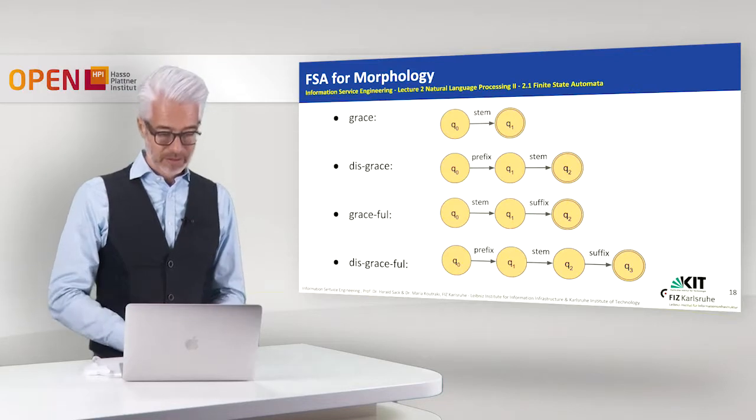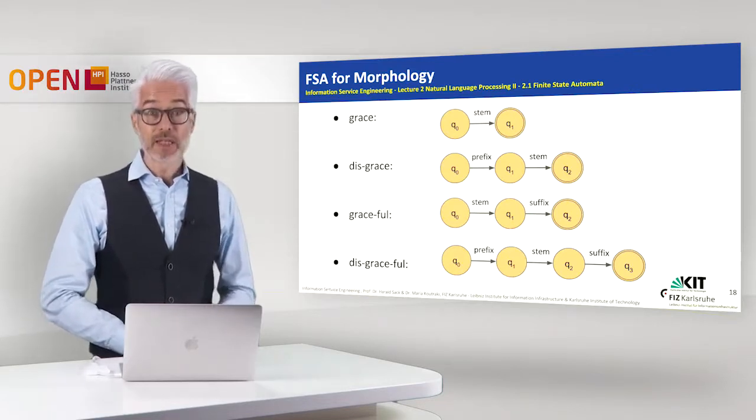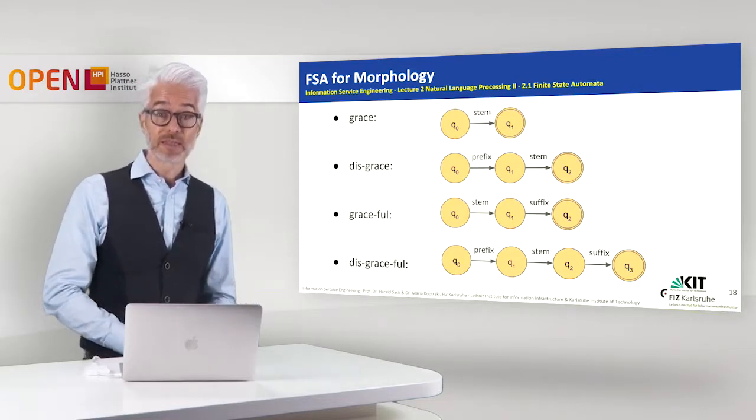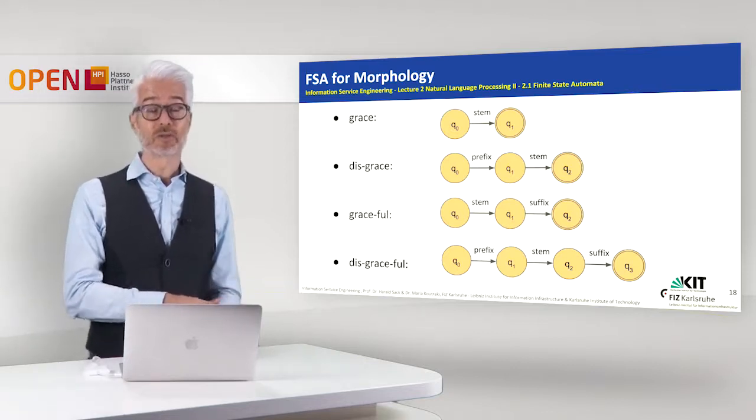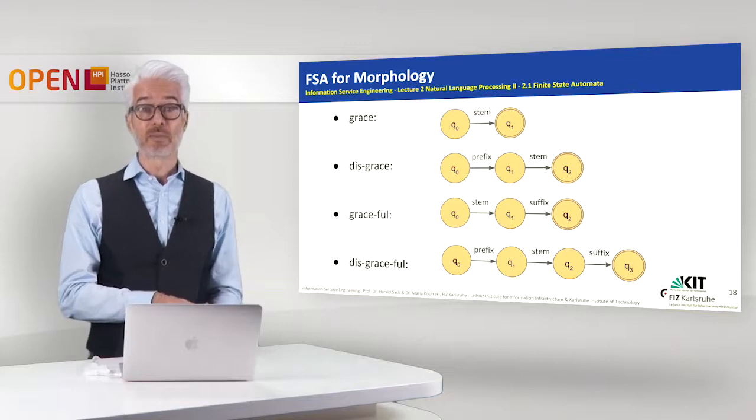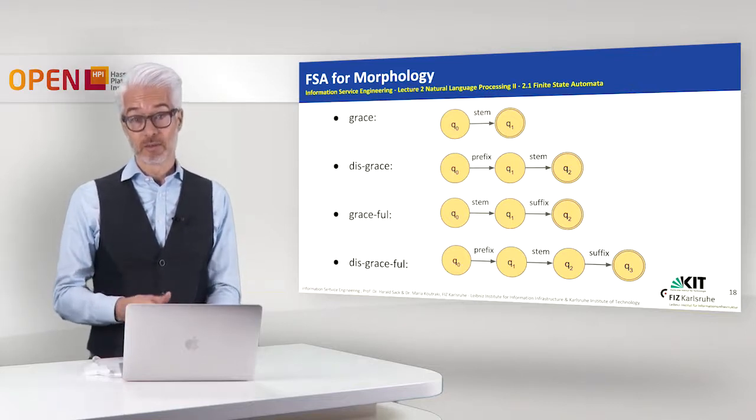Another example, disgrace. There you have a prefix and then a stem, which means, okay, you start in Q sub 1, you have a prefix, you go to the next state, and then you have a stem, and then you go to the final accepting state Q2.